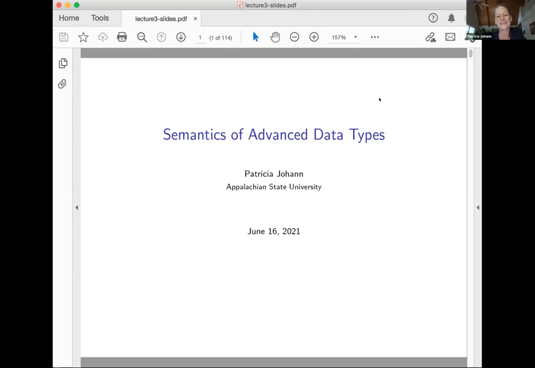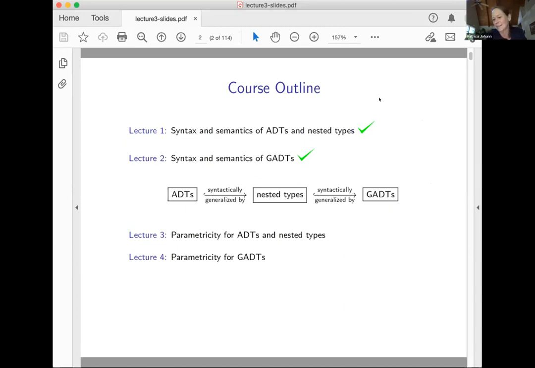Just to remind you, this is the lecture on semantics of advanced data types. And here's the course outline with some green checks indicating the things that we've done. So on Monday, we talked about syntax and semantics of ADTs and nested types. And then yesterday, we talked about syntax and semantics of GADTs. And as promised, in this lecture, I'm going to talk about parametricity for ADTs and nested types.